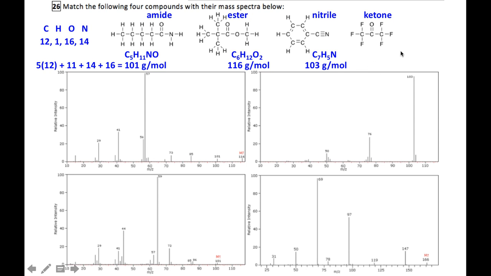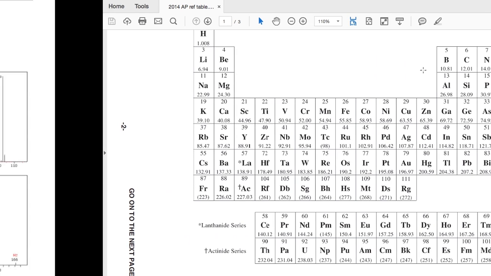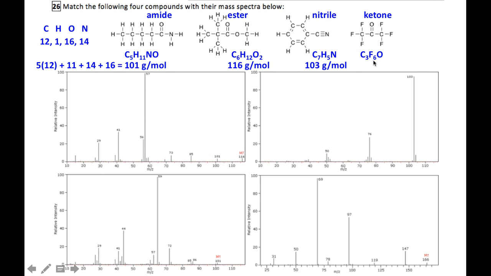And lastly, the ketone is 3 carbons, 6 fluorines, and 1 oxygen, and no hydrogens, which is rather unique. Fluorine I don't have jotted down, so let's go back to our periodic table. Fluorine weighs 19, so if I add up 3 carbons, 6 times 19, and 1 more oxygen, I get 166 grams per mole.